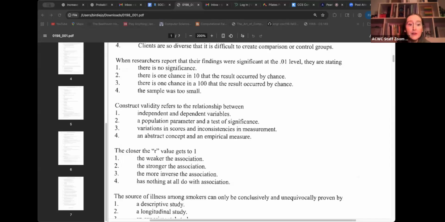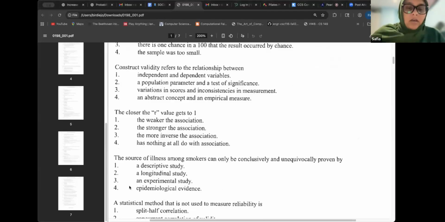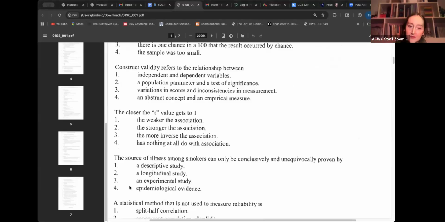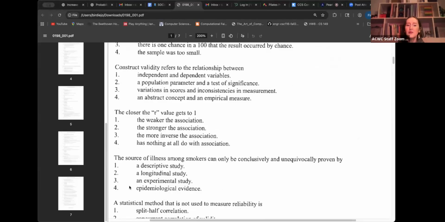Nice work, Jennifer. All right, this is our grand finale right here. We talked about this one too. Sophia, you want to try the source of illness? Source of illness among smokers can only be inconclusive and proven. Oh, they're being a little tricky in this question.